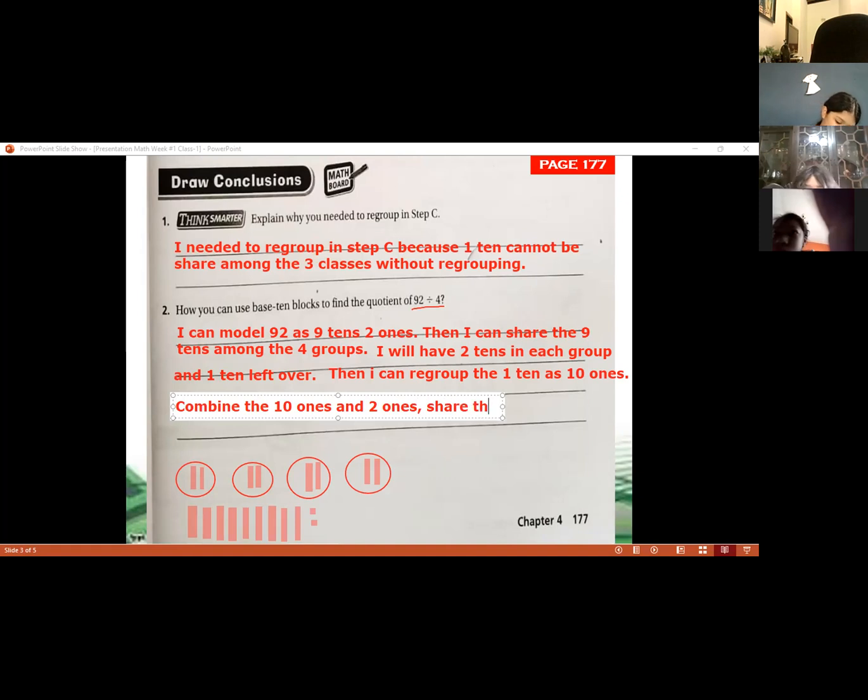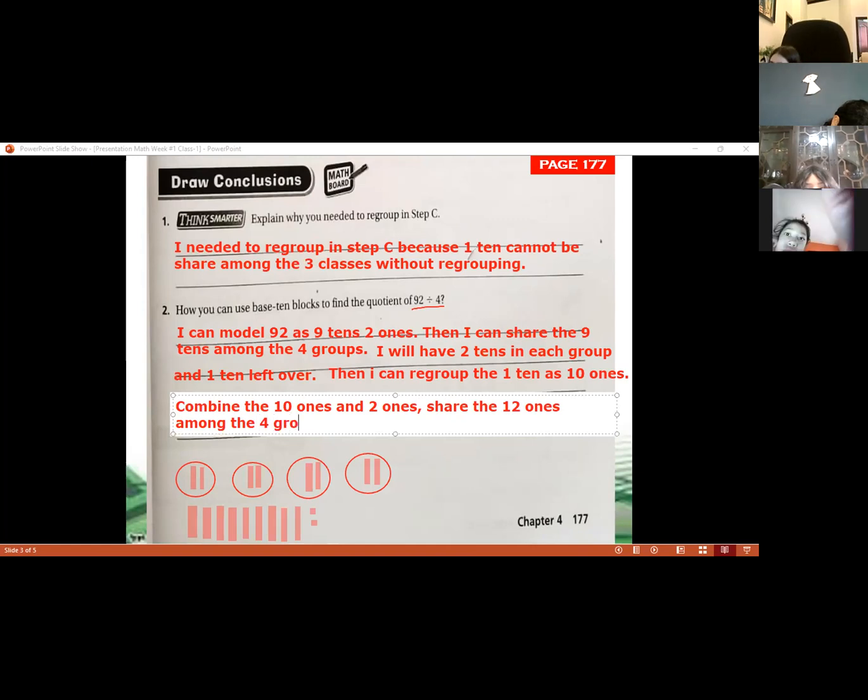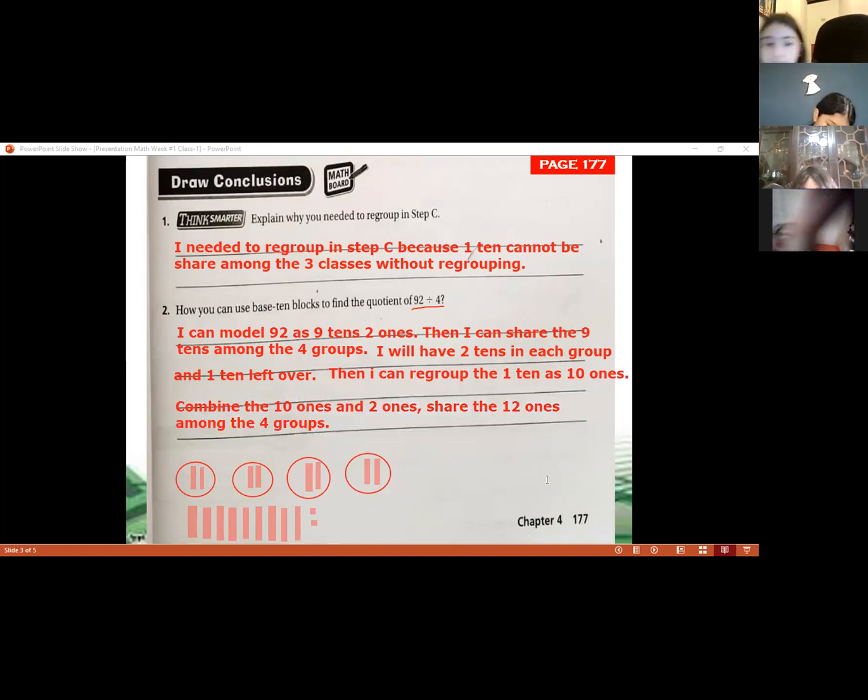So we are going to share that 12 ones, that now we have 12, not just 2, we have 12 ones among the 4 groups. Now these 4 groups. So we start giving this. We have to share this. Let me use another color. This 10, here we have 10, and here we have 2. So this 12 in total, we have 12.